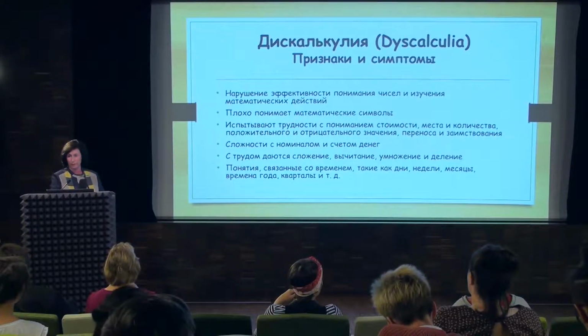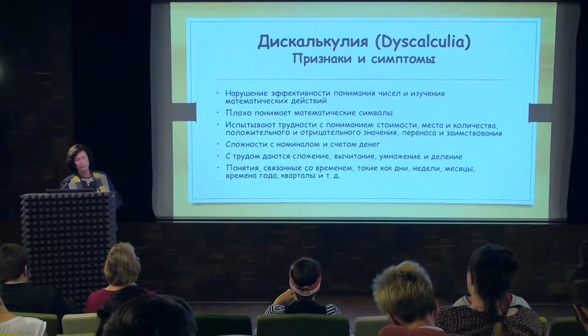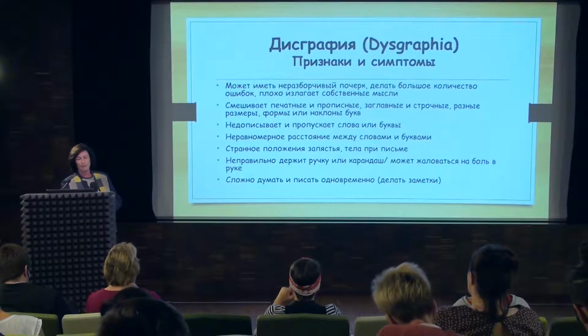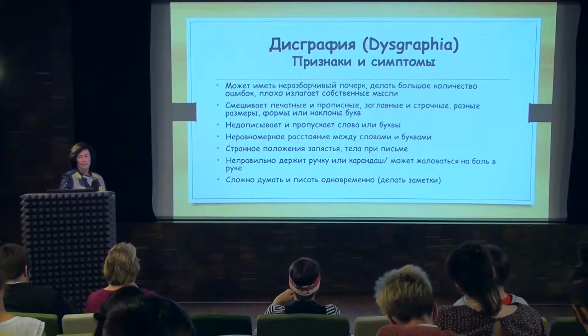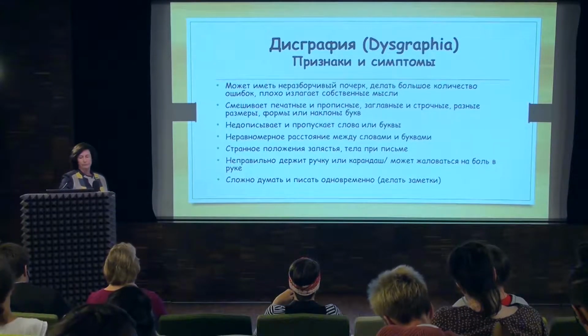Dyscalculia. This has to do with counting. A person having trouble counting, performing mathematical operations, has troubles understanding time, addresses, seasons, and so on. Dysgraphia. This has to do with handwriting and putting one's thoughts on paper in general.